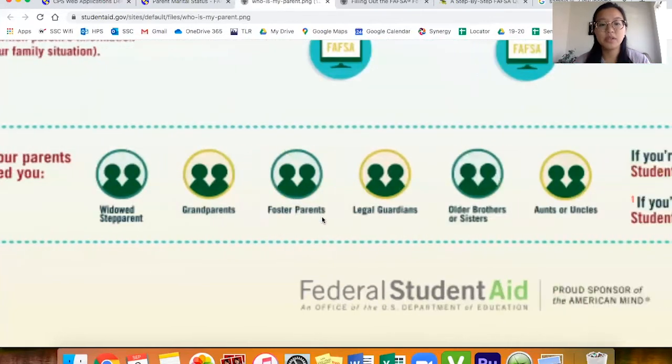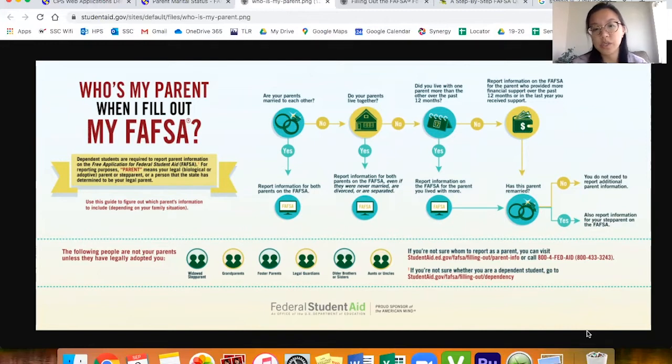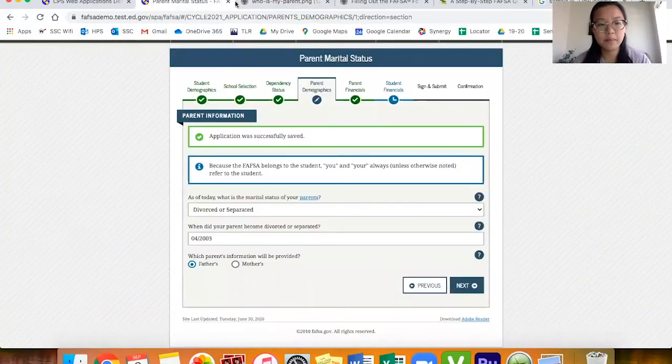Down here, it wants to clarify that the following people are not your parents unless they have legally adopted you. So family and legal guardians that are taking care of you, unless they have legally adopted you, are not going to be considered your parent on here. If none of these situations so far have been accurate to your situation, then please talk to a college and career specialist to see if you are an independent student who doesn't need to fill out any parent information at all. Okay, back to this.